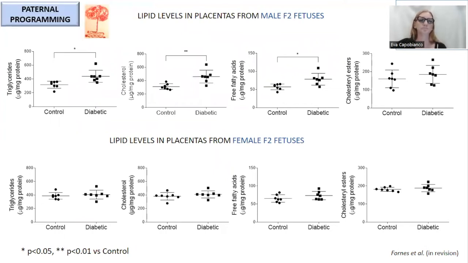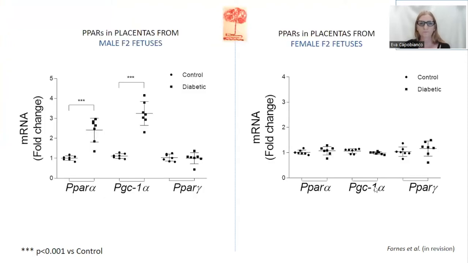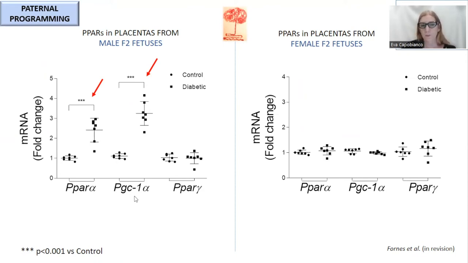Then we studied the levels of lipids in placentas from male and female fetuses, and we observed an increase in triglycerides, cholesterol, and free fatty acids only in placentas from male fetuses. In placentas from female fetuses, the levels of lipids were similar to control. Then we studied the expression of PPAR alpha and its coactivator PGC1 alpha, and we found that their expression was increased in the placenta of male fetuses. However, the levels of PPAR gamma were similar in both groups, and we didn't find differences in placentas from female fetuses.